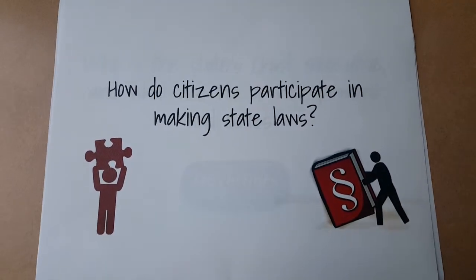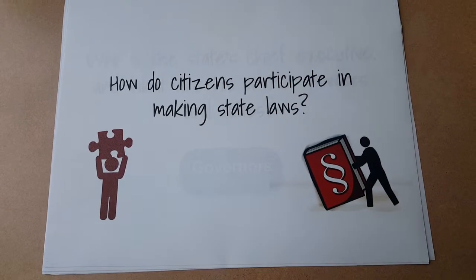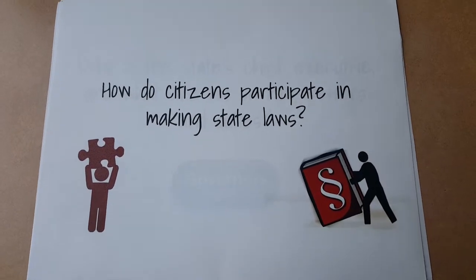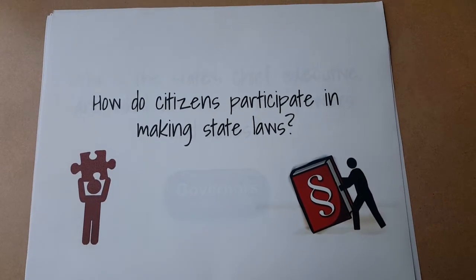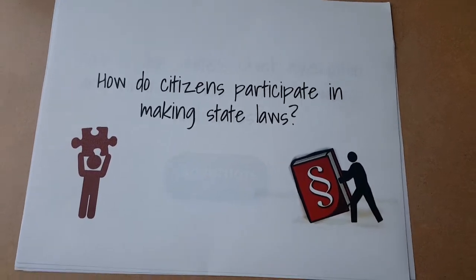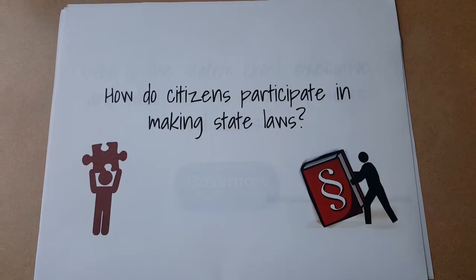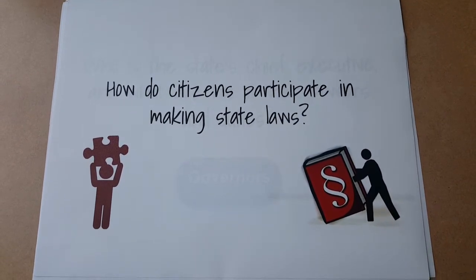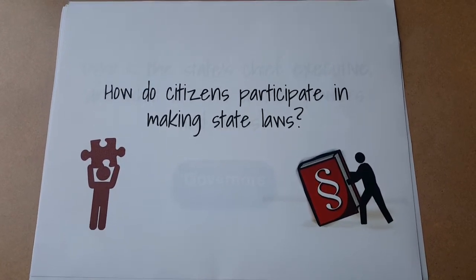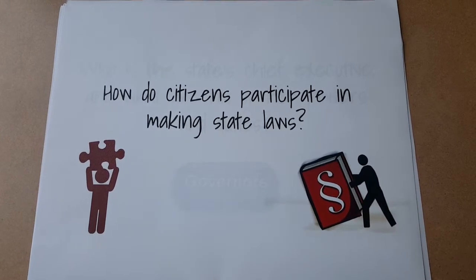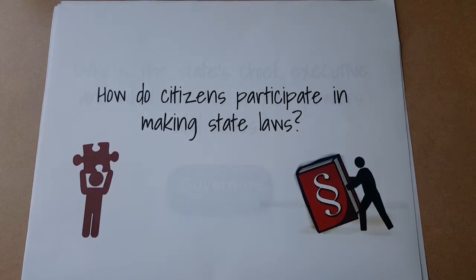How do citizens participate in making state laws? Legislators and governors are not the only people who take part in lawmaking. There are many opportunities at the state level for citizens to participate in the lawmaking process. Citizens who put input in are called constituents. The process of passing state laws is similar to the process used in the U.S. Congress. In some states, citizens can take a direct role in making the state laws.